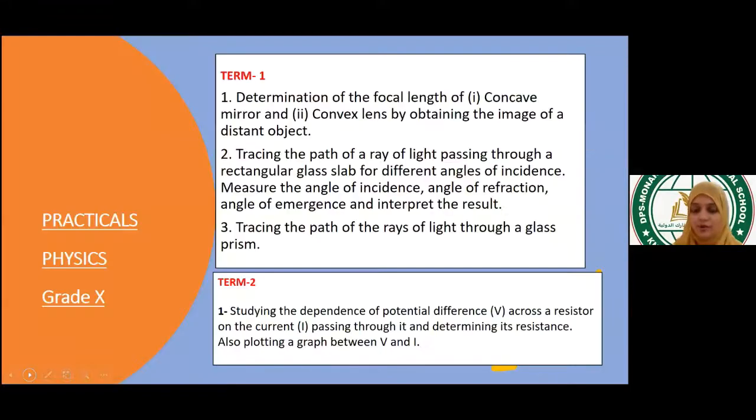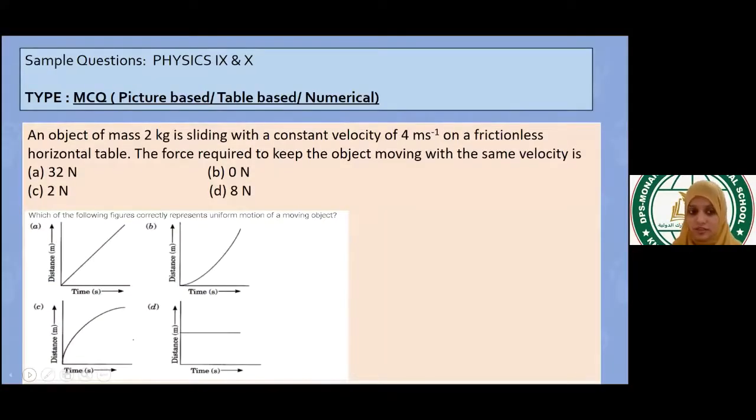Now let's see what practicals we have for grade 10. Term 1, grade 10 is having 3 practicals based on the chapter reflection and refraction. And in term 2, we just have 1 practical for grade 10. Now let's just see a few examples of what type of questions will be coming for the term 1 exam.